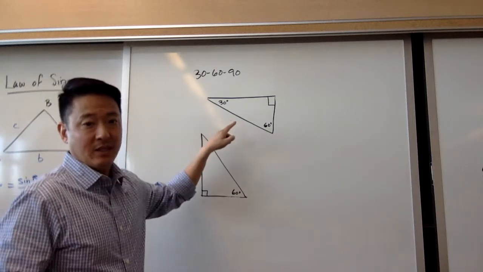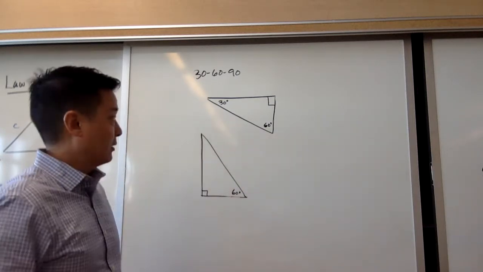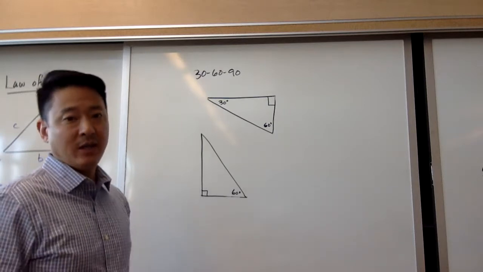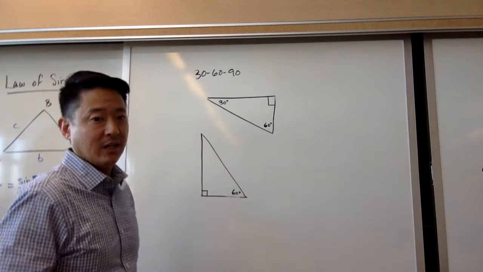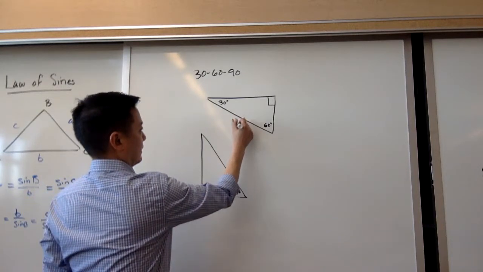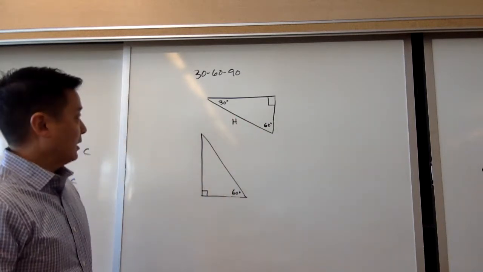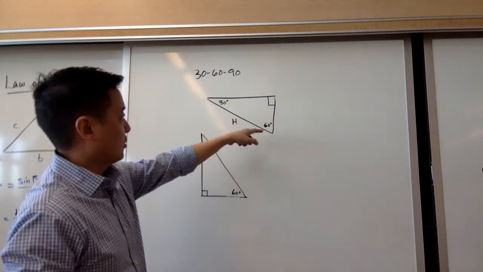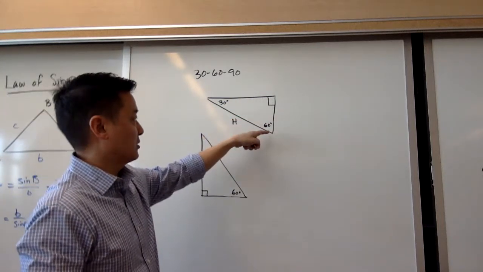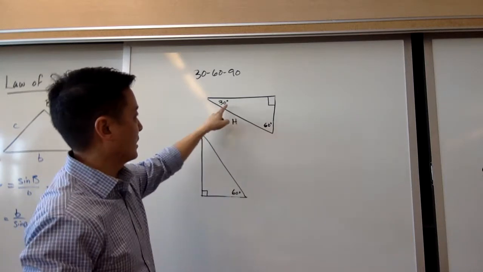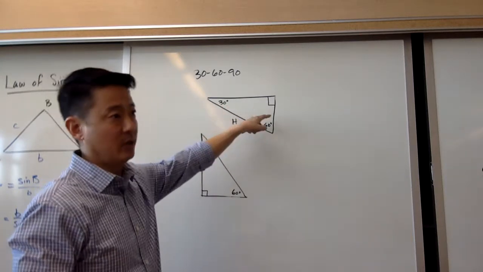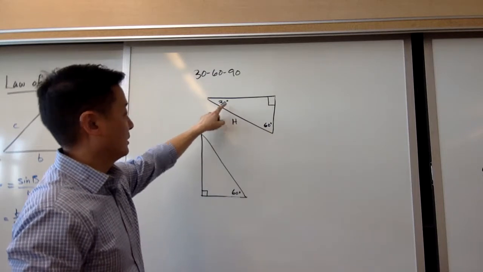What I would recommend is label the sides as either the short leg, the long leg, or the hypotenuse. The hypotenuse is easiest because it's always across from the 90-degree angle, or the right angle. And then to figure out which one of these is shorter, visually you can see that this is shorter, but we can verify that because the shorter leg is always opposite the smallest angle. So the shortest side is opposite the smallest angle.